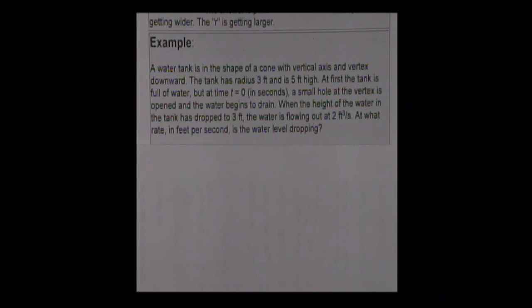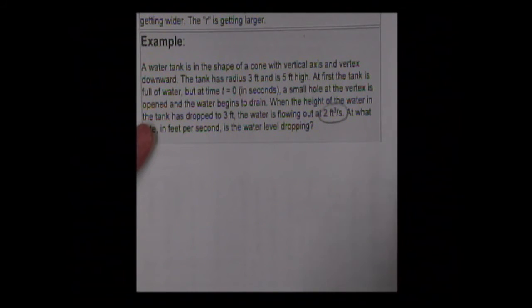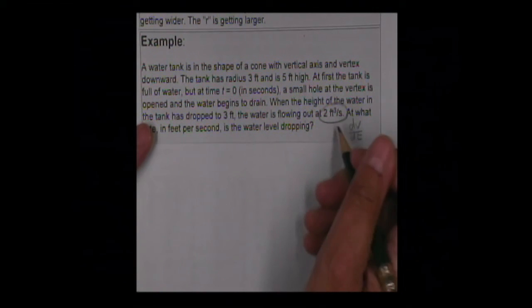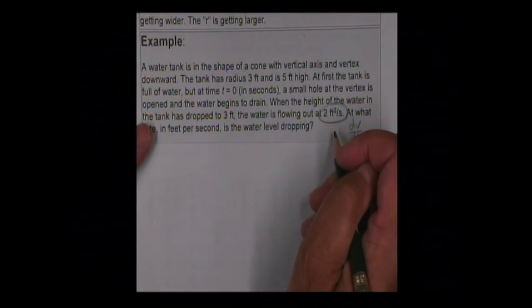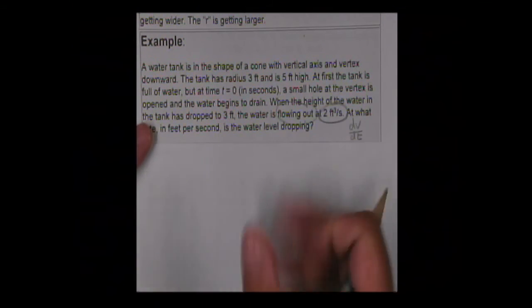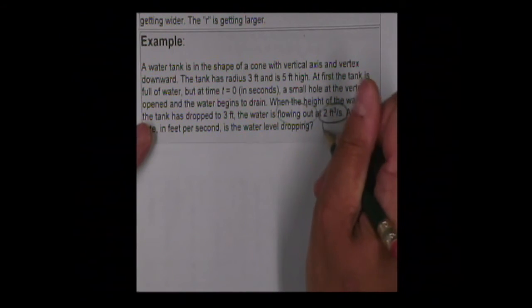So, what is this indicating to us? Yeah, the volume changing. So dV/dt. When I put this in the problem, is it a positive 2 or a negative 2? Yeah, I think it's negative because the water is flowing out. So the volume of water is actually getting smaller in the tank. So this is actually going to be a negative.